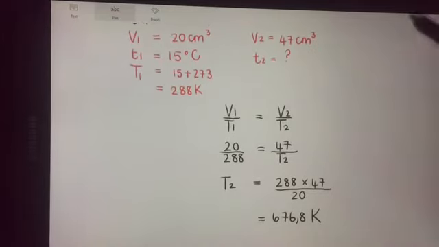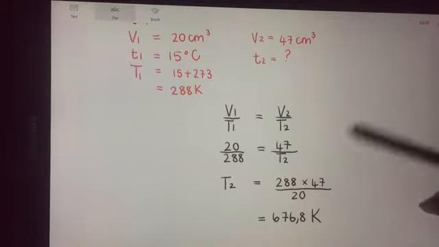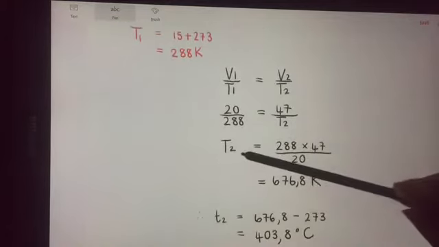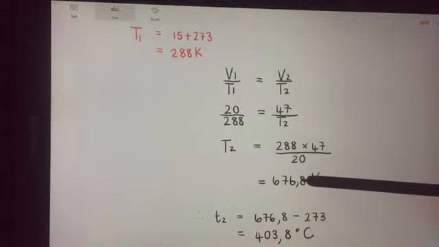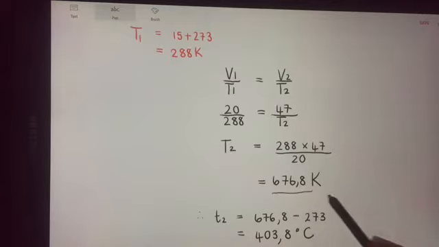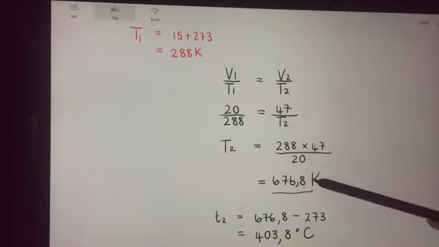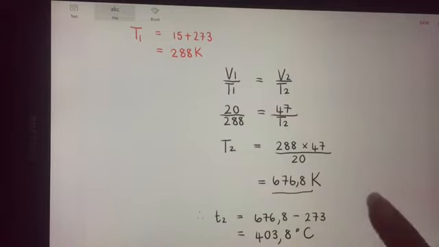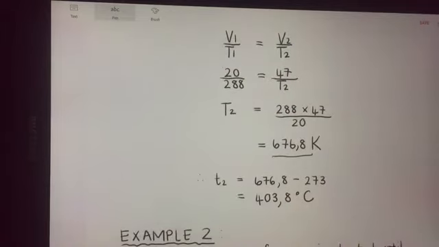I write down my formula: V1 divided by T1 is equal to V2 divided by T2. Substitute my values. Do the maths. Get T2 alone on one side. I get the answer. And what is the answer going to be in? The answer is going to be in Kelvin. That just means I must do that extra little step where I take the Kelvin temperature and minus 273 so that I've got the temperature in degrees Celsius, because that is what they asked for.